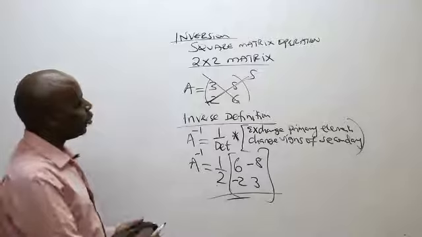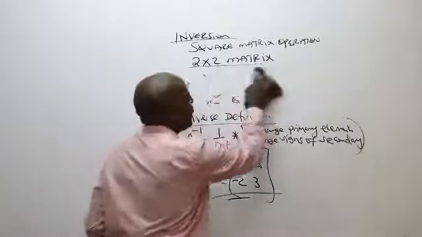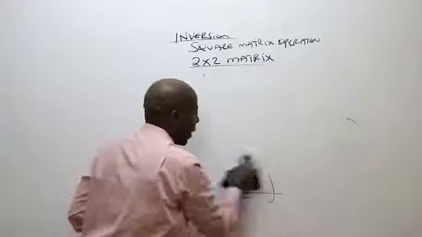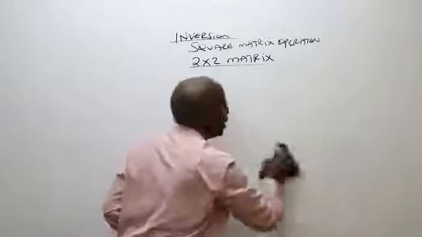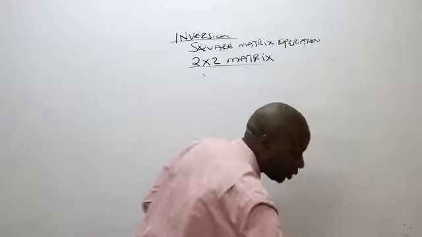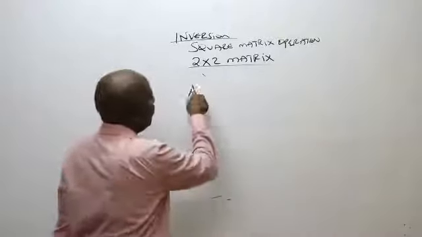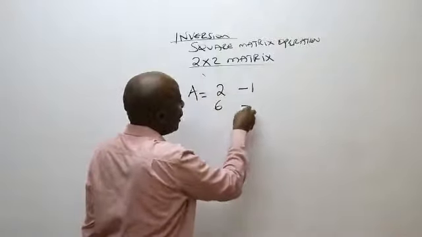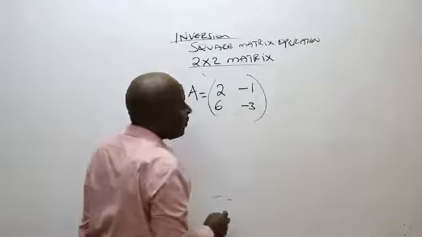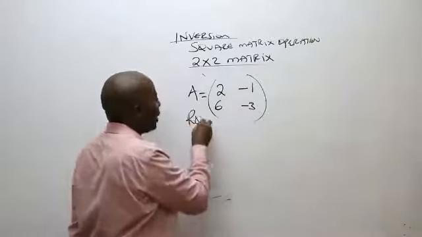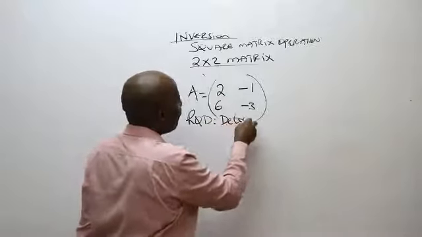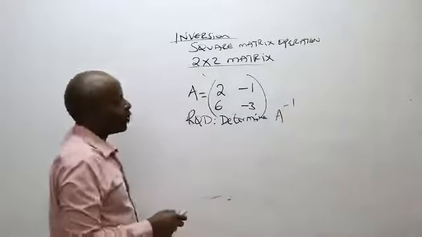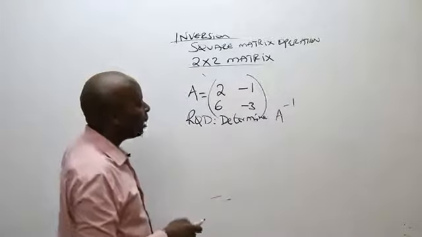So perhaps what I could do for the interest of all of us understanding this concept very well is to look at another example. So please allow Mwalimu here to look at another example. If you're given another matrix A, which is 2, -1, 6, -3, and we are required to determine the inverse of A, how would we be able to determine it?